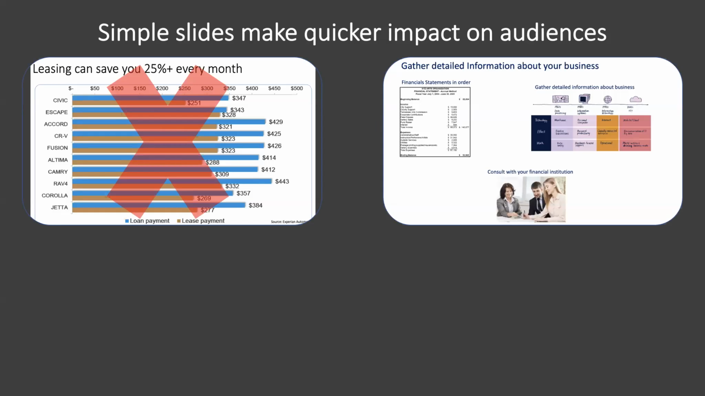This one doesn't work much better. Now it's got more white space in it, but there are 3 different points. There's one point about financial statements, keeping those in order, gathering detailed information about your business, consulting with your financial institution. And even this isn't really a headline, it's a command. If it was a headline, it would say, detailed information about business increases profitability, or something like that. So that one's not great either.